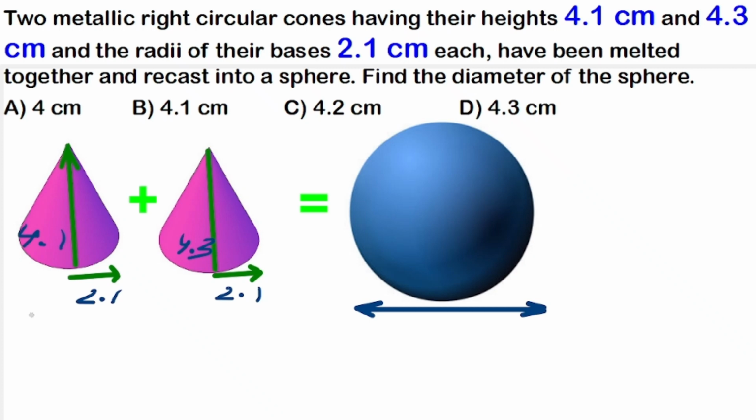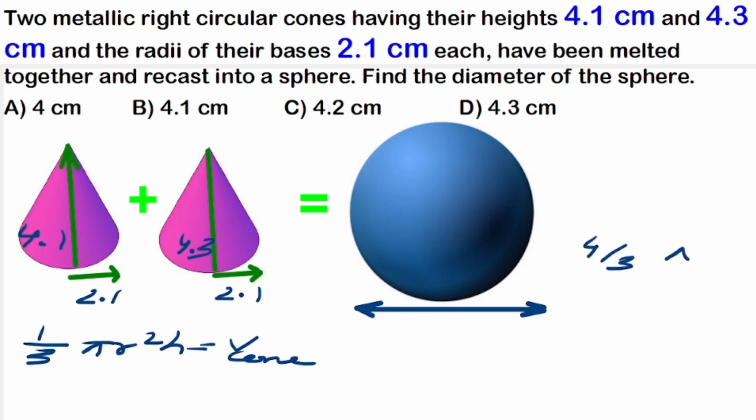Two right circular cones, their heights known as 4.1 and 4.3, and the radius of their base is 2.1. We know the volume of the cone is 1 by 3 pi r square h, right? Similarly, the volume of a sphere is 4 by 3 pi r cube, right?